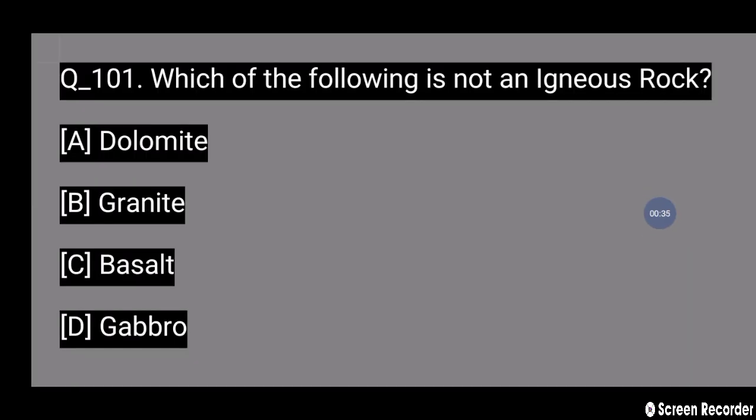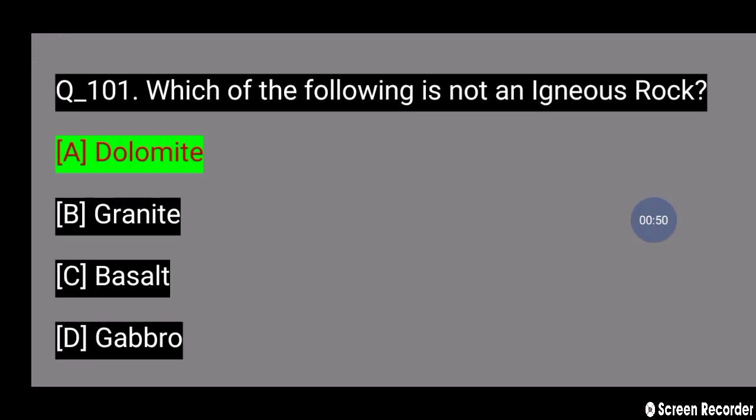Question number 101 asks: which of the following is not an igneous rock? Among these four options, which one will it be? Option A, dolomite is not an igneous rock, but granite, basalt and gabbro are igneous rocks.